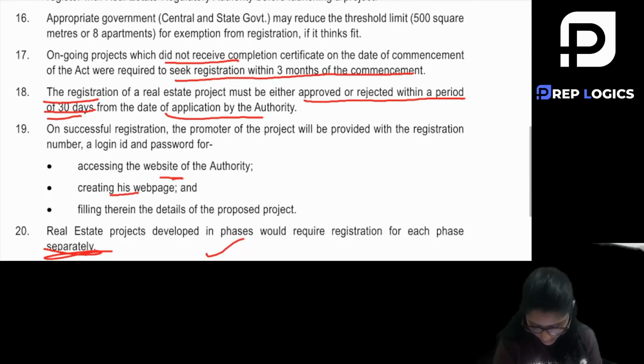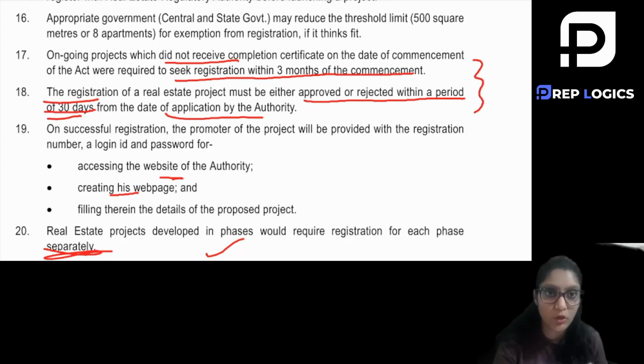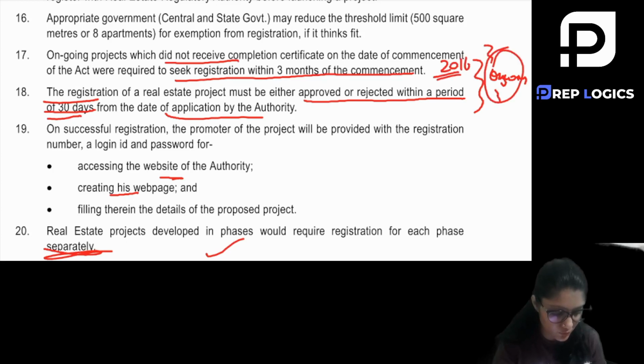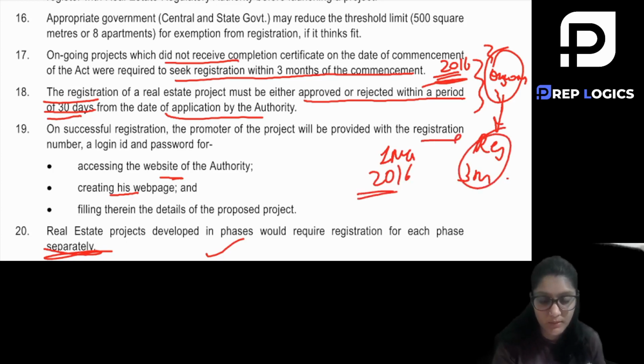Now I have told you that all the ongoing projects that have not obtained their completion certificate are covered under the RERA Act. So all the ongoing projects need to be registered with RERA. Suppose in 2016 some projects are ongoing, these ongoing projects needed to be registered under the RERA Act within 3 months from the commencement of the act. Within 3 months from 1st May 2026 they needed to be registered under the RERA Act.